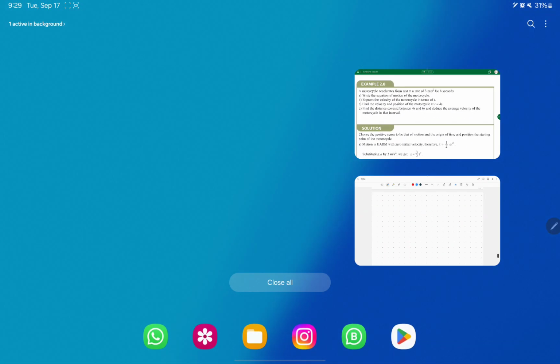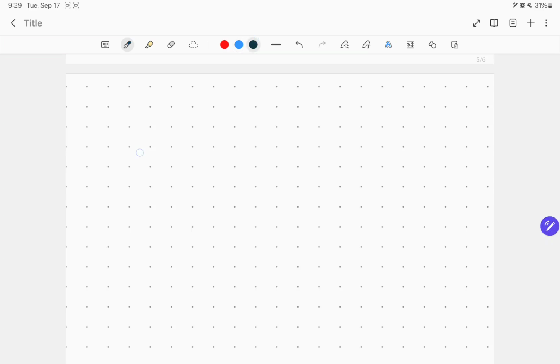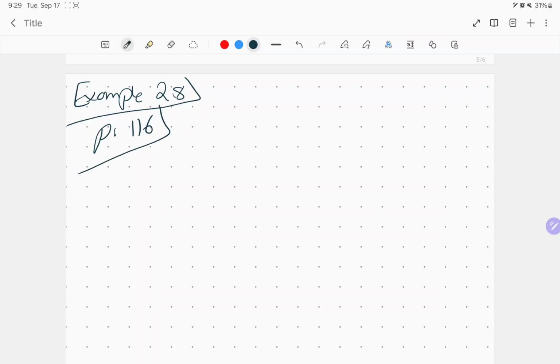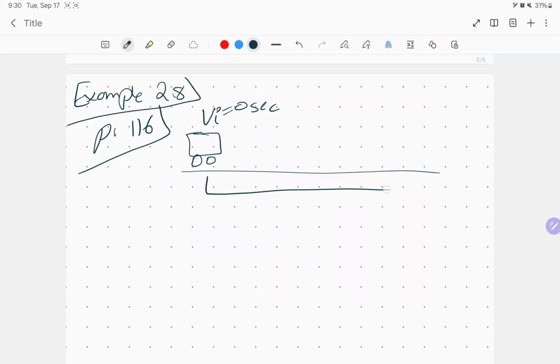So let's get back to my equations over here. Example 2.8, page 116 in the book. What do I have? Let's draw the given on a number line. I have a car, initially at 0 seconds, not moving. It moved for a time of 6 seconds. The acceleration was 3 meters per second squared.